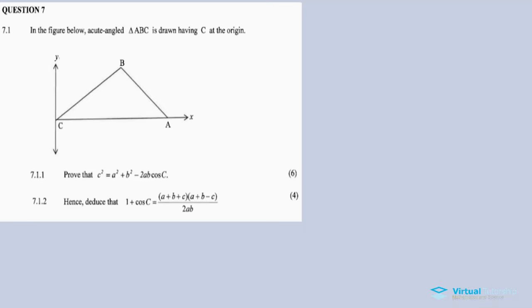These rules let us calculate an angle or a length in any given triangle, since the trigonometric ratios are limited to right angle triangles. So the triangle formulas are for solving any given triangle. So we'll discuss our question 7.